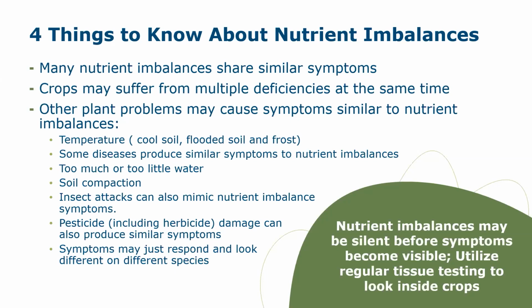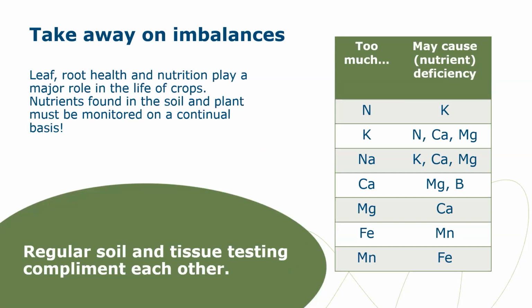Pesticides can hurt plants if not applied properly. Damage can also produce similar symptoms. Symptoms may also look different on different species of plants. Nutrient imbalances may be silent before symptoms become visible. Utilize tissue testing to look inside your crop this year. The crop you grow deserves it. Leaf and root health and nutrition play a major role in the life of crops. Nutrients found in the soil and plant must be monitored on a continual basis.